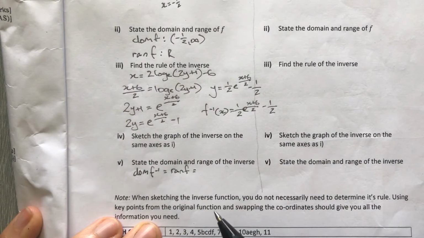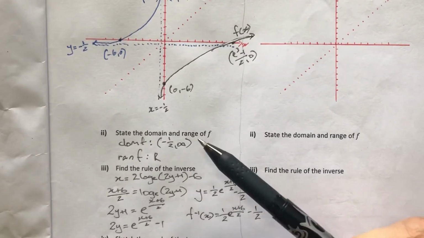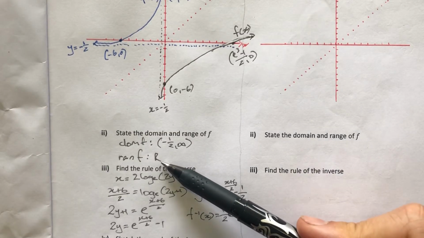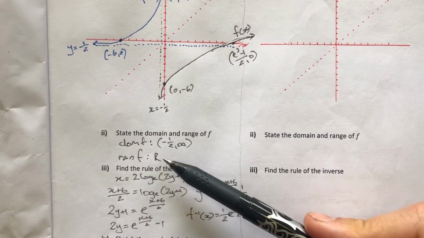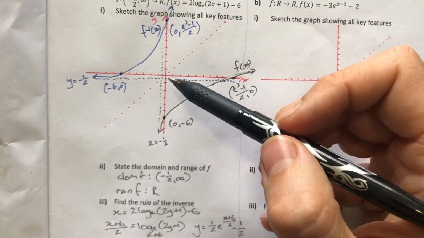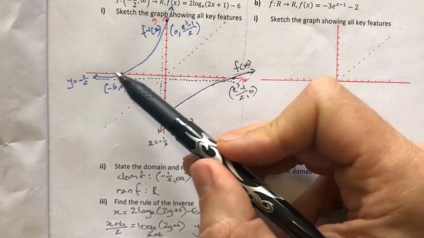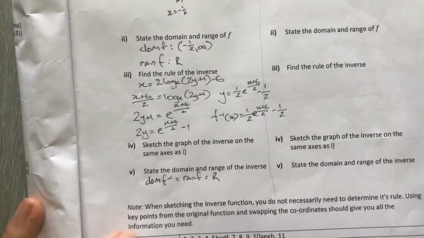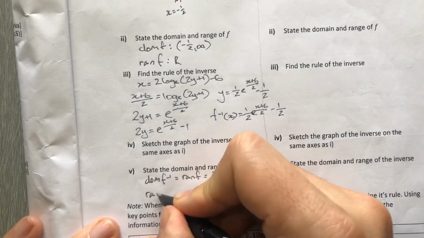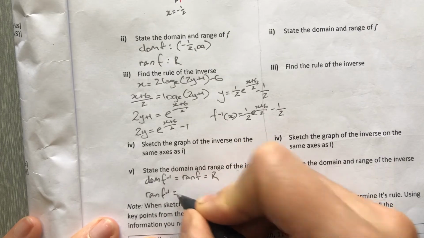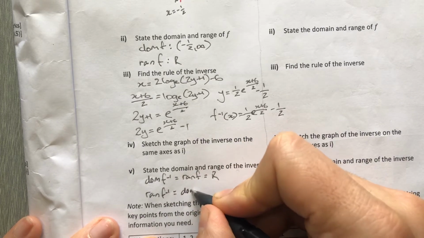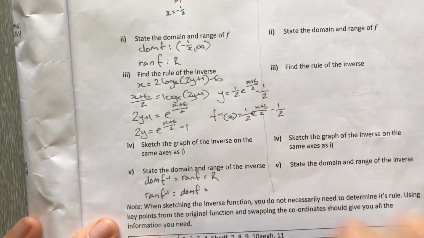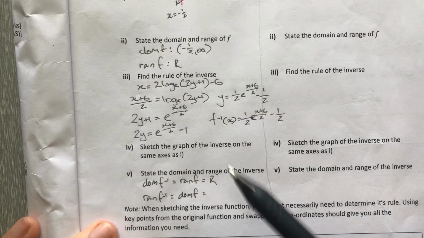So we can just look up to where we answered that up here. The range of f is R. Okay, so if we look at our inverse graph, we should see that the domain is R, which it is. There you go, and the same with the other. We want the range of the inverse, and that's equal to the domain of our initial one. Or you could just look at the graph.